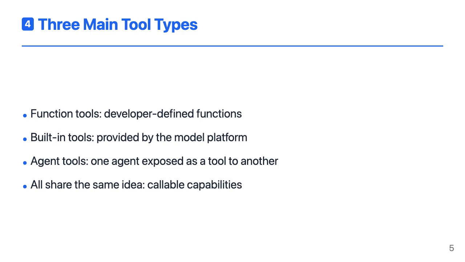The paper focuses on three major categories of tools. First, function tools. These are ordinary functions you define in your code and expose to the model, often with docstrings that double as tool documentation. Second, built-in tools, capabilities like web search, code execution, or URL fetching that are bundled into the model platform itself, such as Gemini's built-in tools. Third, agent tools, where one agent is wrapped and exposed as a tool to another agent. That lets a primary agent delegate a subtask to a specialist agent without handing over the whole conversation.